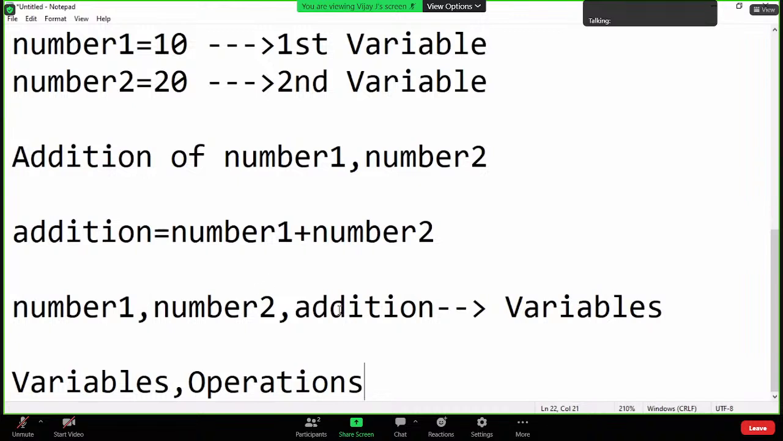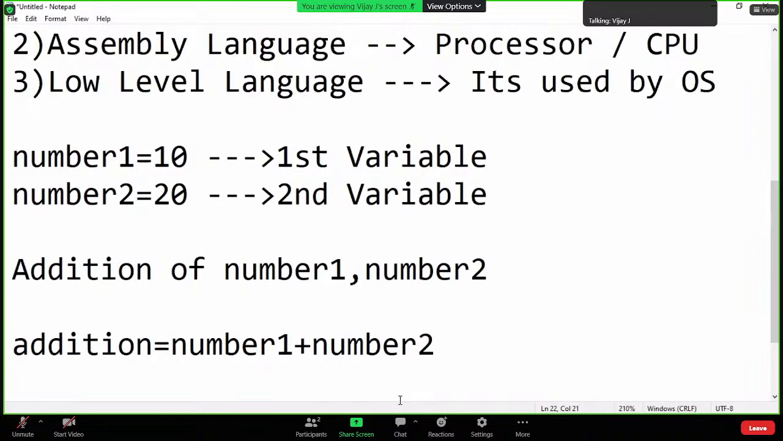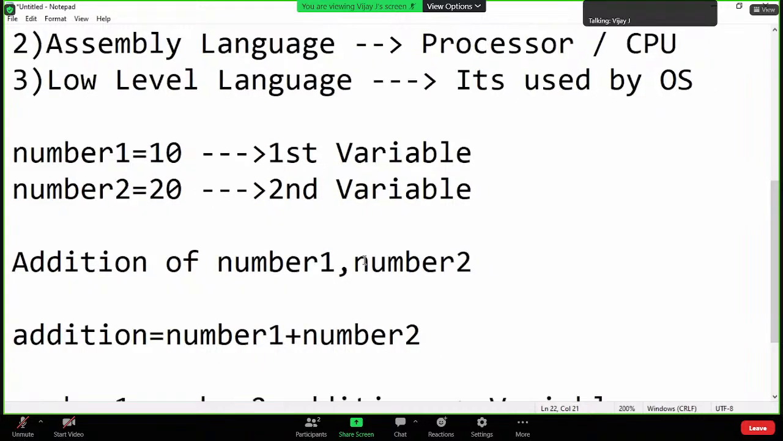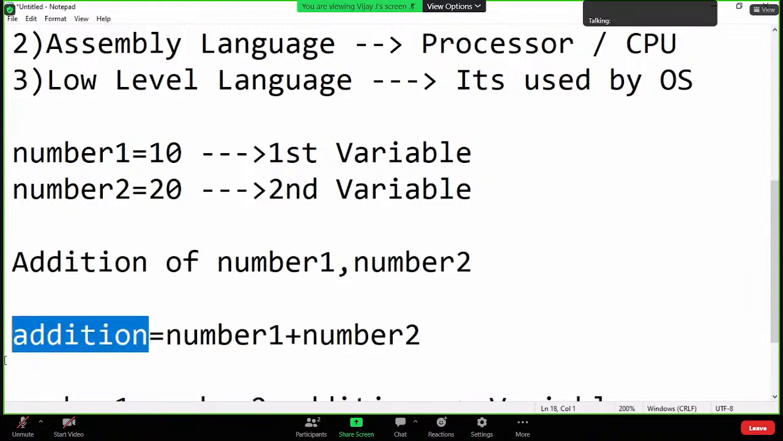So at the beginner level, what you can understand is that a program contains variables and operations. Here we have 3 variables: number 1, number 2, and addition. Addition is for storing some result. I can take any name for a variable. It is not that I have to take only addition. I can also take X equal to number 1 plus number 2. It is based on your requirement.